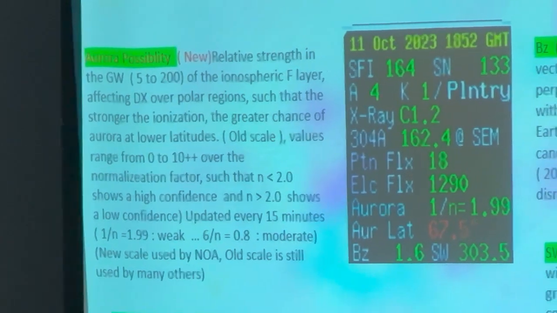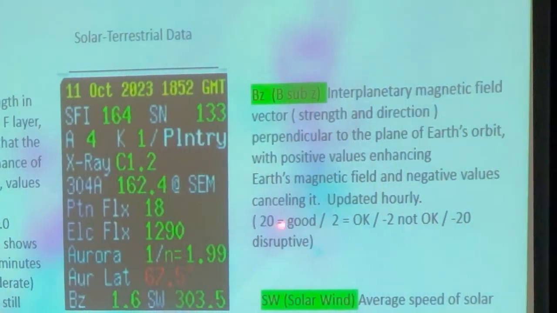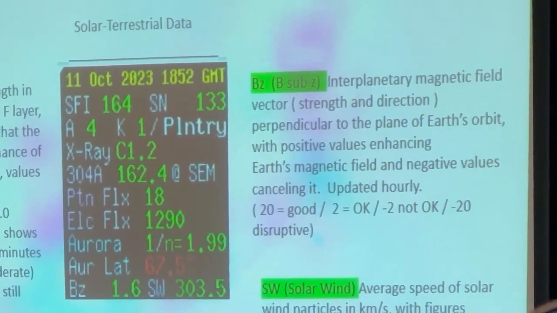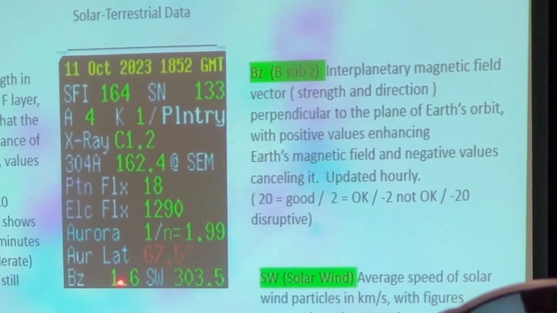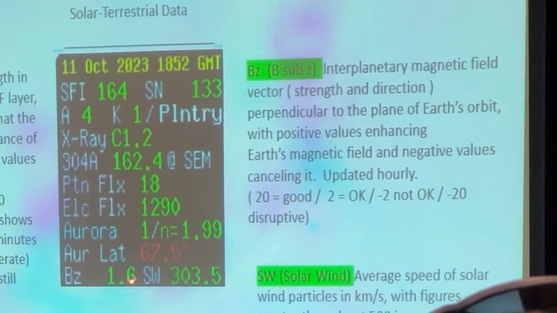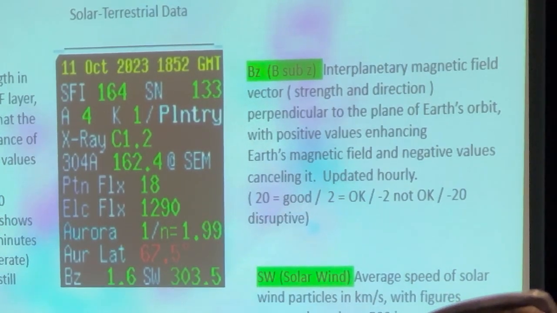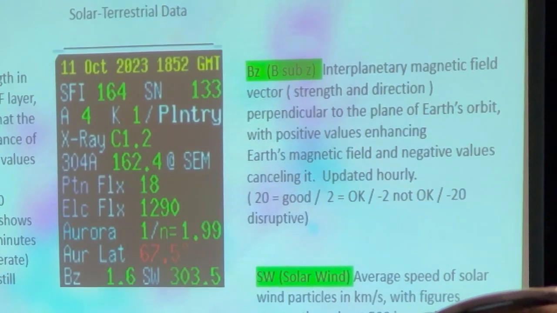Basically, if you have positive numbers, you're good. I haven't seen anything probably more than about an 8 on this number here. They're saying 20 is good, 2 is okay. Negative numbers are disruptive.